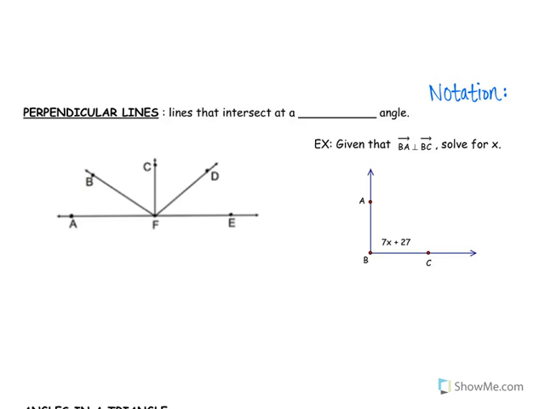All right, last but not least, we're going to talk about perpendicular lines. So now if you hopefully remember this from Algebra 1, but if not, we're going to review it now. Perpendicular lines are lines that intersect at a right angle. So that means they're intersecting at 90 degrees, right? And the notation for perpendicular is going to be this upside down T that looks like this.